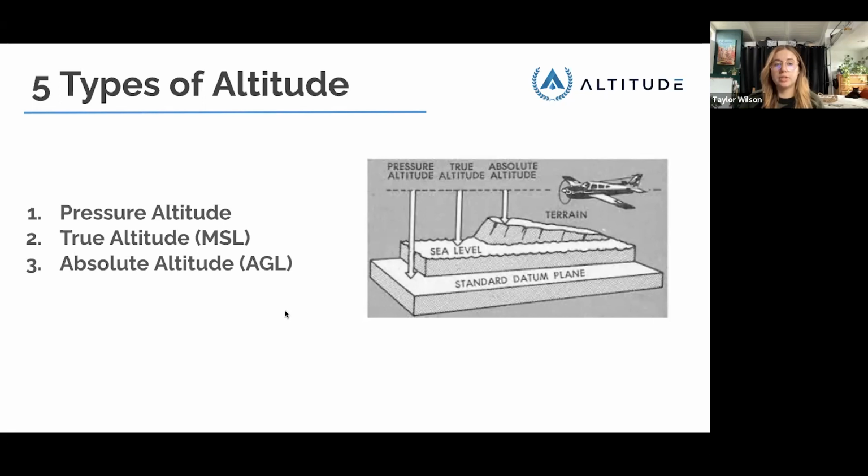Then we have true altitude and absolute altitude. So our true altitude is going to be what our altitude is above sea level, as opposed to absolute altitude is going to be our altitude above terrain. An easy way to remember that's just absolute and AGL both start with A. I like silly little ways to remember these terms. But you can see in this graph here, our true altitude is going to be above our sea level, but we could be flying over terrain, and that would be what our absolute altitude is.